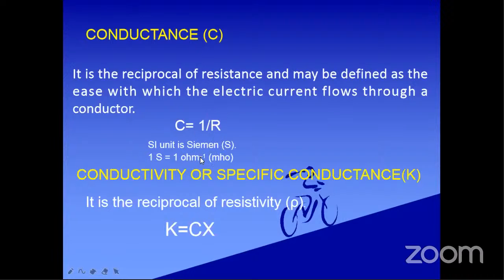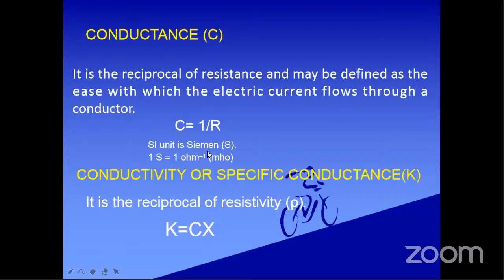What are the units for the conductance? Conductance equals 1 by resistance, so 1 by ohms, that is ohm inverse. Or we can also say mho. Ohm inverse and mho are both the same, or simply we can say Siemens. 1 Siemens equals 1 ohm inverse.